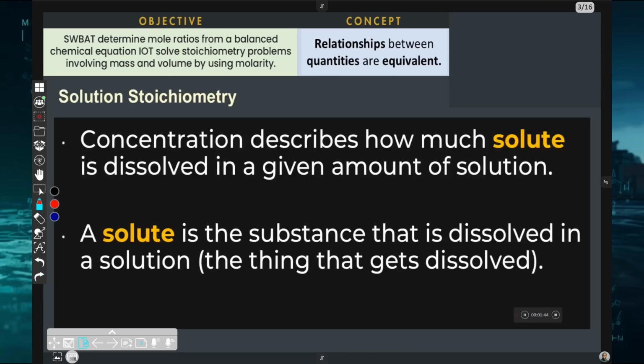Here are the things that you need to know about solution stoichiometry. First, you need to know what concentration is. Concentration describes how much of a solute is dissolved in a given amount of solution. But then you've got to know what a solute is, right? A solute is the substance that is dissolved in a solution, the thing that actually gets dissolved.